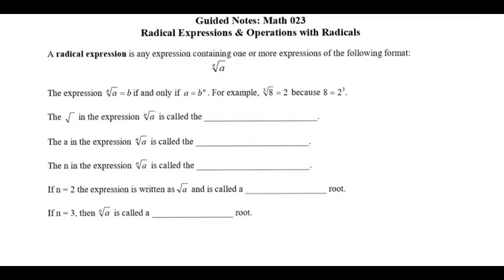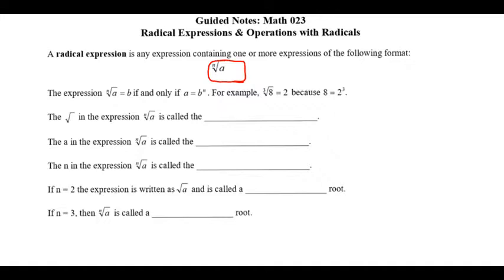And the radical is here. We have our radical symbol. And it's read the nth root of a. And the expression the nth root of a is equal to b if and only if a is equal to b to the nth power. So kind of think of it as the inverse of a power.